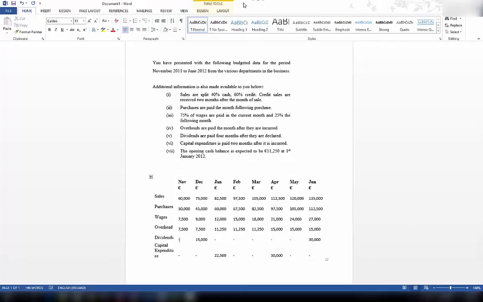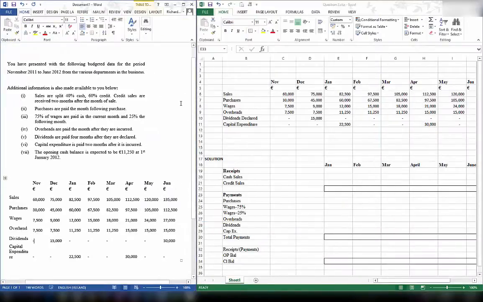So let's take a look at the question. What you remember from class is that we break our budget down into 2 sections, our receipts and our payments. In this case, the only receipts that we have are our sales. We have no sale of assets, we have no other money coming in, so we're just going to be looking at our sales. The 2 types of sales are, of course, our cash and our credit sales.